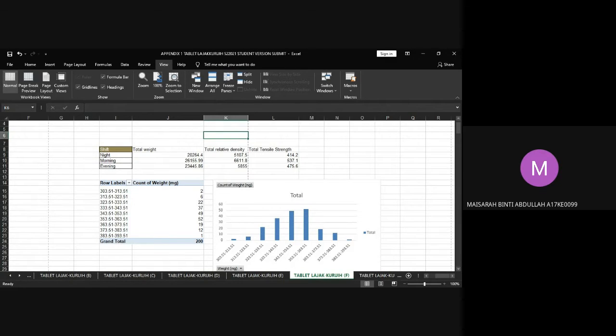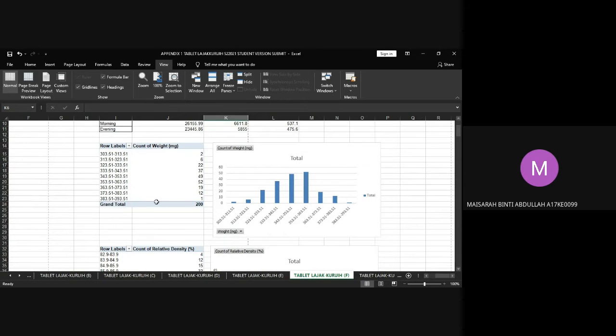So today I would like to present about the quality of tablet production for a particular type F of LajakKuruih tablet. I will present part A, which is the summarized data based on the histogram obtained from the data.